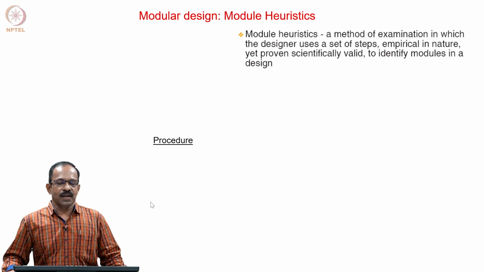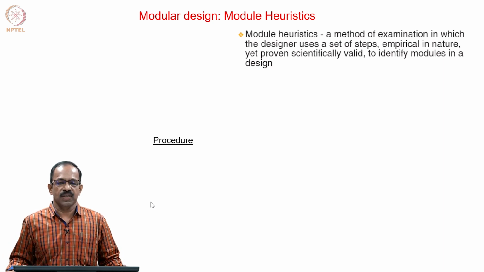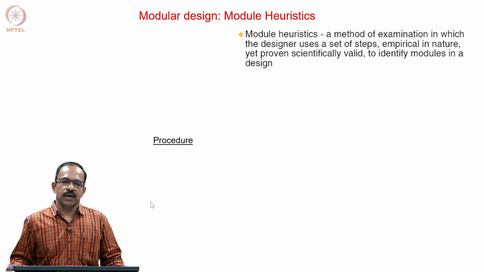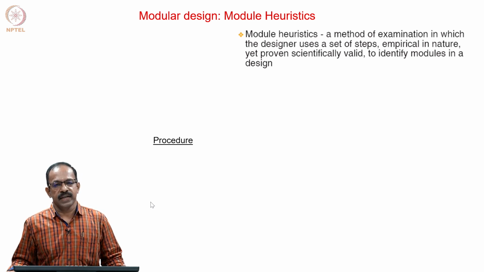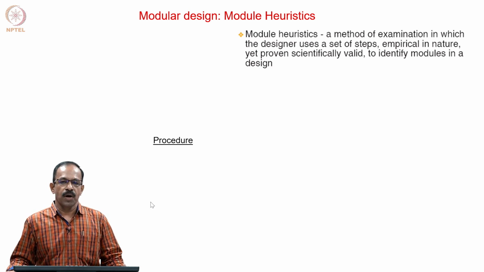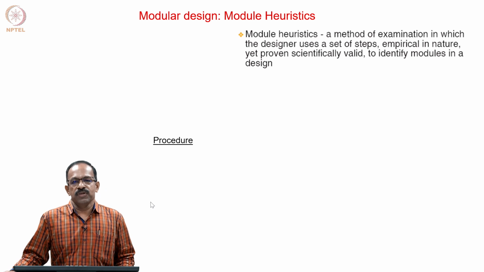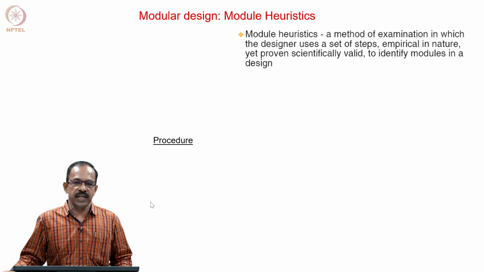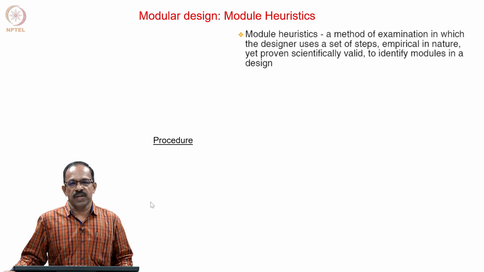So, we are discussing the product architecture. In the last class, we discussed the product architecture and the two types of architecture. One is the integral architecture and the other one is the modular architecture. And then we saw how the modules can be identified using some standard procedures.